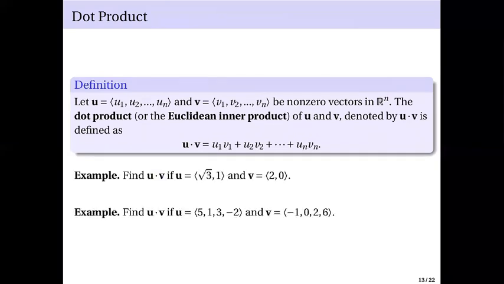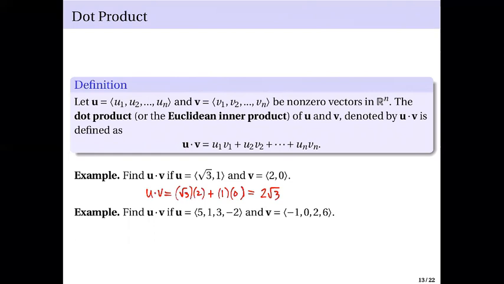So example, find u dot v if we have u equals square root of 3 comma 1 and v equals 2 comma 0. So these are the same vectors as the previous slide, but this time I did not specify the angle. In fact, the angle is still 30 degrees. But what if we don't have that information? How do we find that product? Using this formula. So u dot v is equal to square root of 3 times 2 plus 1 times 0. And you will still get 2 square root of 3.